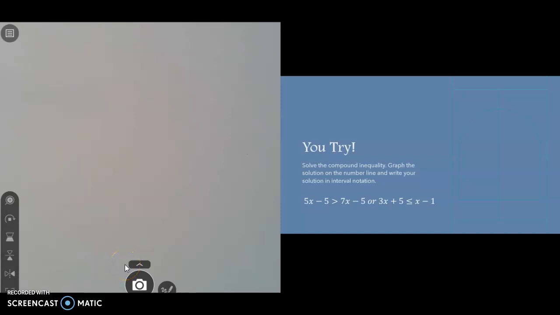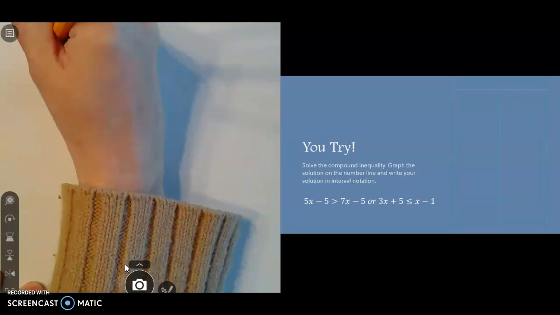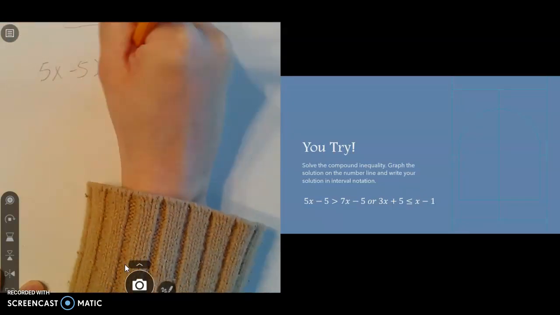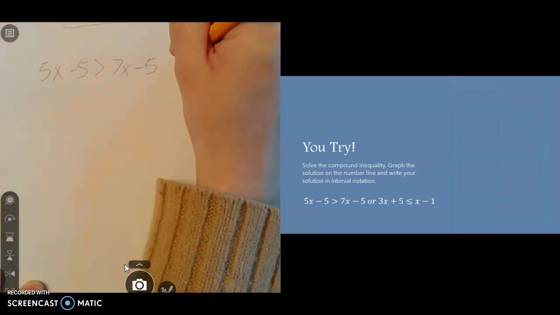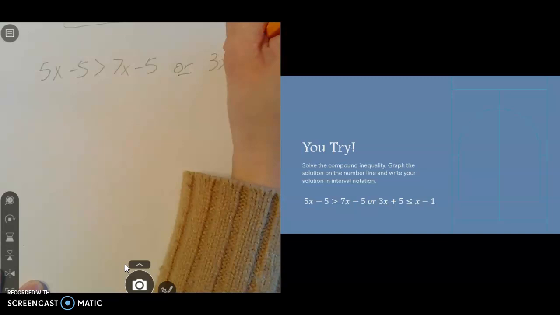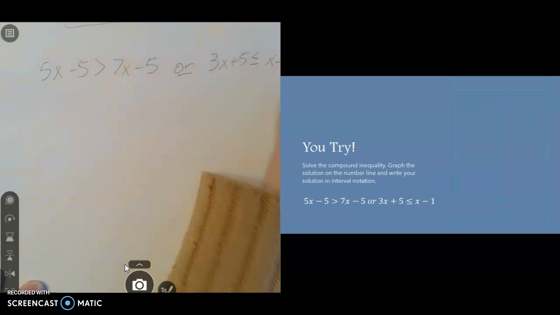Hi, you all just finished a U-Try where you got to solve a compound inequality involving the word or. It asked you to graph your solution on the number line and write your solution in interval notation. So let's see how this one went. What I gave you all was 5x minus 5 is greater than 7x minus 5, or 3x plus 5 is less than or equal to x minus 1.